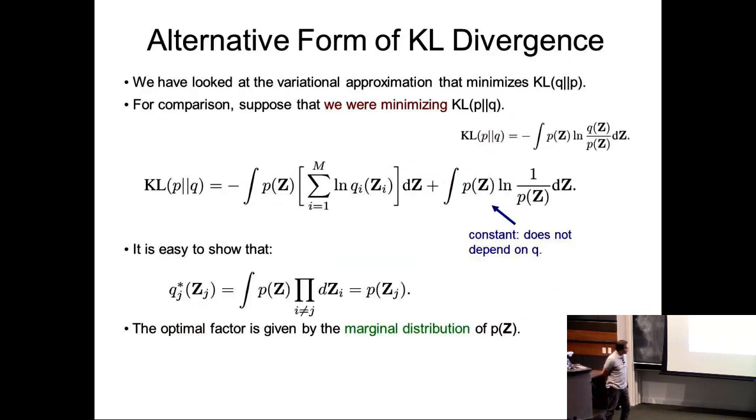So we've looked at the variational approximation that minimizes KL(Q||P). But suppose that we were minimizing KL(P||Q). That's another form of optimization you can do. It doesn't really fall out from the variational bound arguments, but in principle, you could do this optimization if you wanted to. So suppose we're minimizing KL(P||Q). I can write down what the KL is. It has this form, just by definition of KL. This is a constant term that doesn't depend on Q, right? We're optimizing with respect to Q. It doesn't really matter. And it's easy to show that if you optimize this, the optimal Q is just going to be the marginal of P. Right? So the optimal factors are given by the marginal distribution of P.